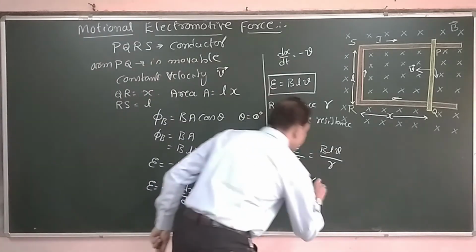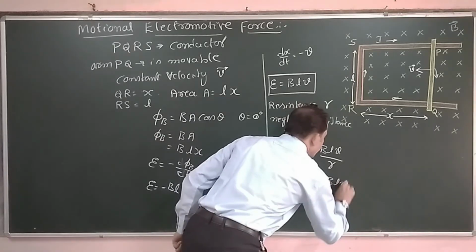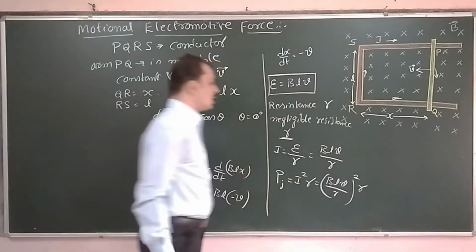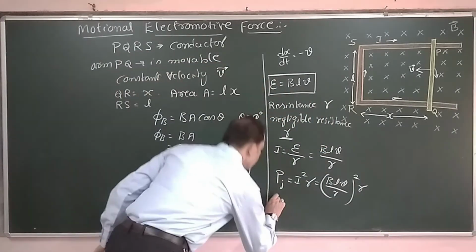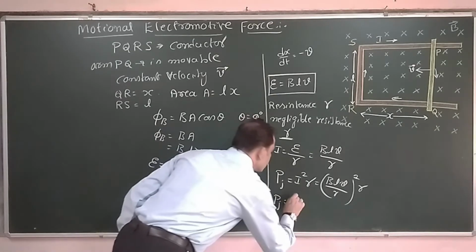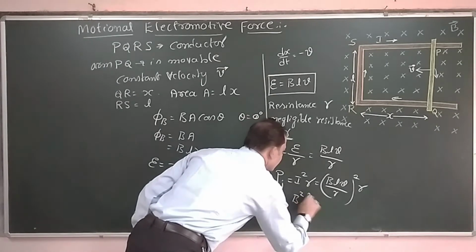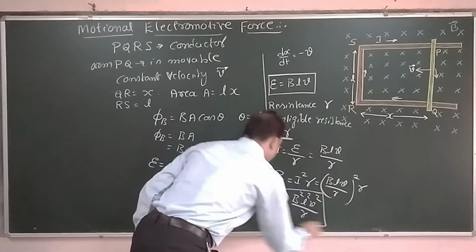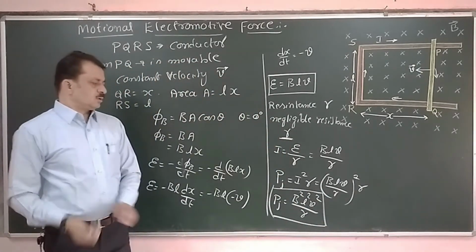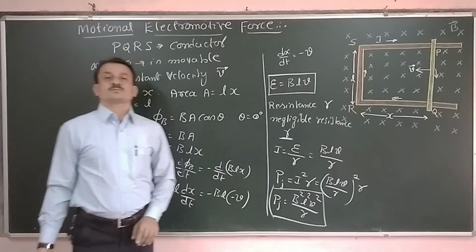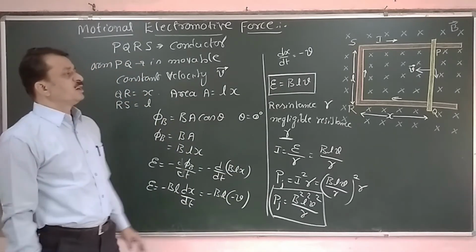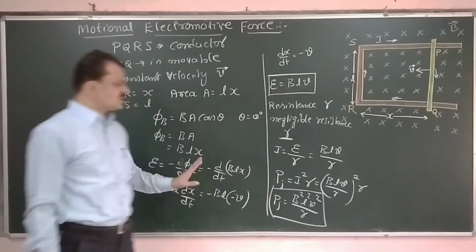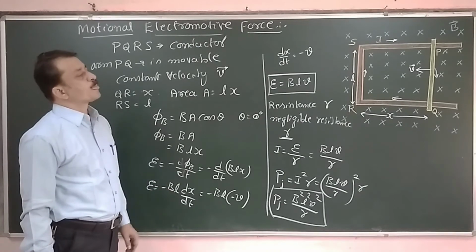Substitute the value of I here. We get BLV divided by R, whole square, into R. After simplification, the power dissipation is equal to B square L square V square divided by R. This much power is required in order to mechanically move that rod. This is a simple concept.